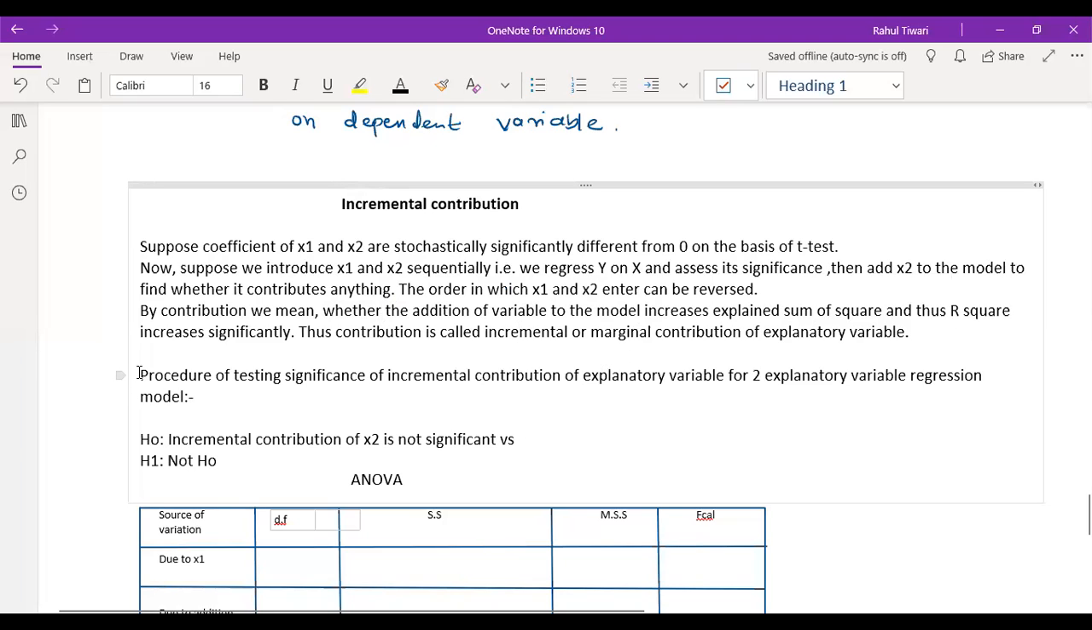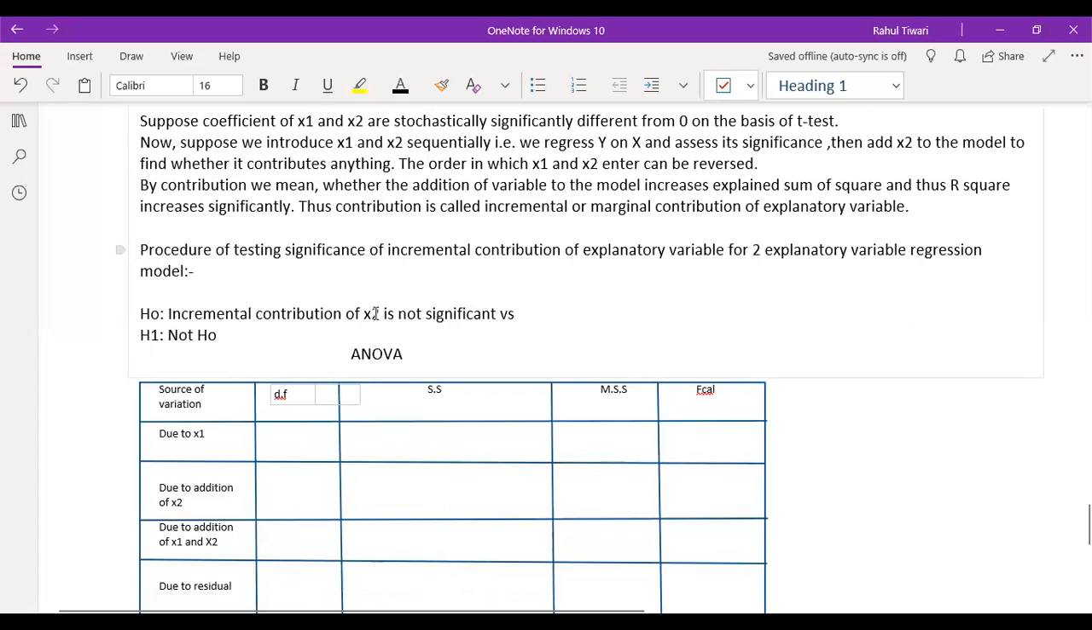So let's see the procedure of this: the procedure of testing the significant incremental contribution of an explanatory variable, for a two explanatory variable regression model. Whenever I go for testing, I will always check H0 versus H1. So H0: incremental contribution of X2 is not significant. Under H0, which is the null hypothesis, we write it is not significant. So initially we assume this is not significant, versus H1, it is significant.